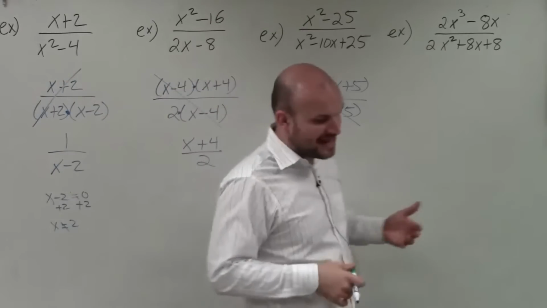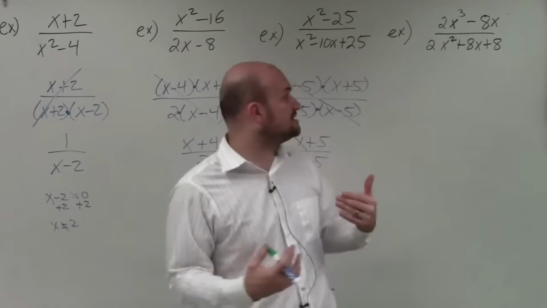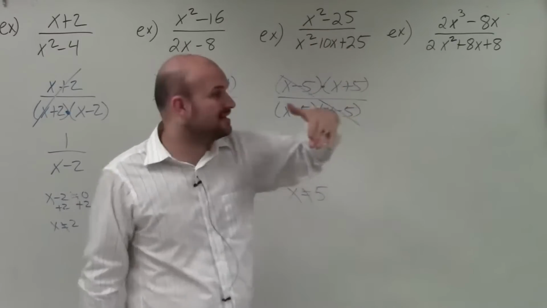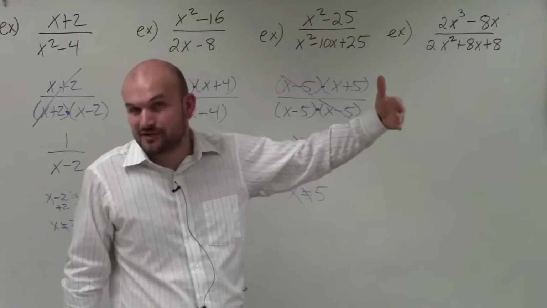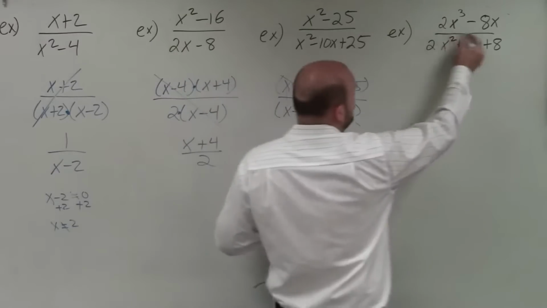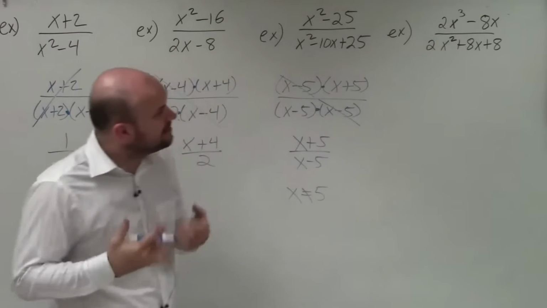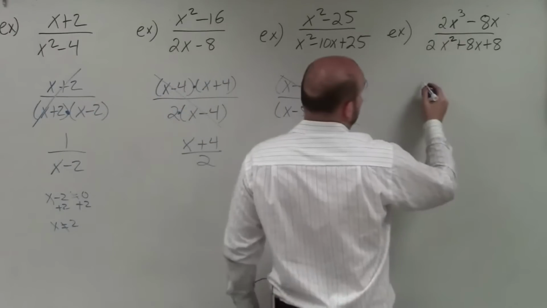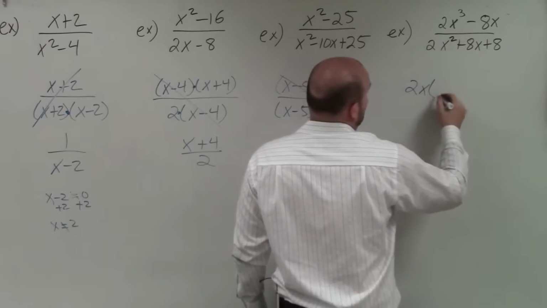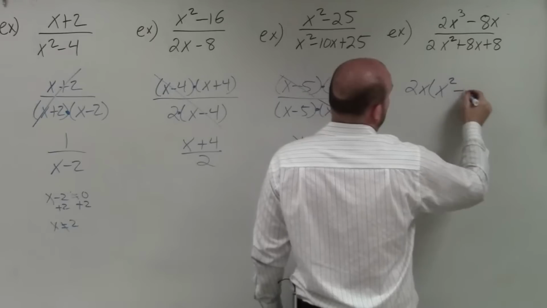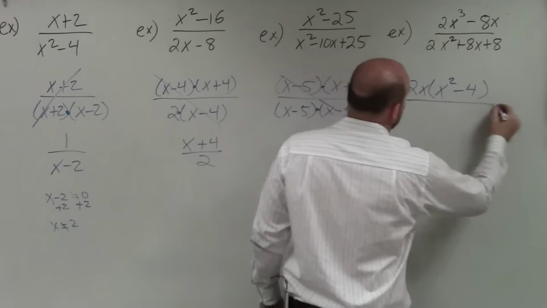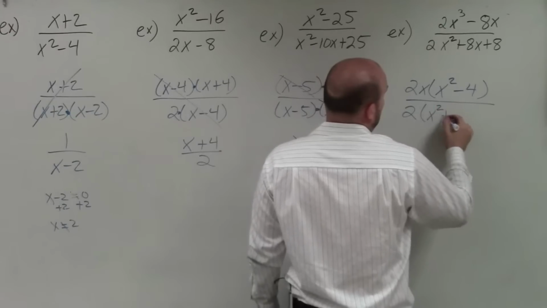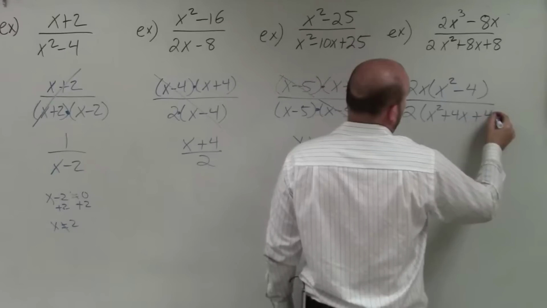All right, in this last example, this one really gets students confused. And actually, it's the exact same type of problem as this one. The only difference is I need to factor out a GCF first. So what I notice here is I have expressions that have common factors. In the numerator, I can factor out a 2x. So when I factor out a 2x, I'm left with x squared minus 4. In the denominator, when I factor out a 2, I'm left with x squared plus 4x plus 4.